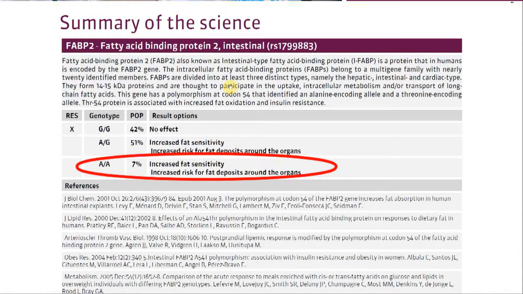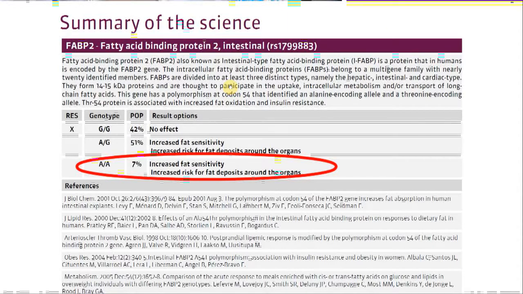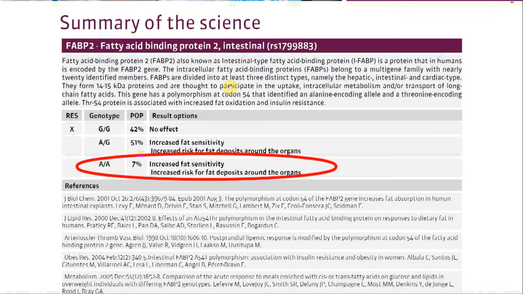And in that case, you would have increased fat sensitivity. So these people are more sensitive to the amount of fat that they eat. They gain more weight if they eat more fat than others. And also an increased risk for fat deposits around the organs.